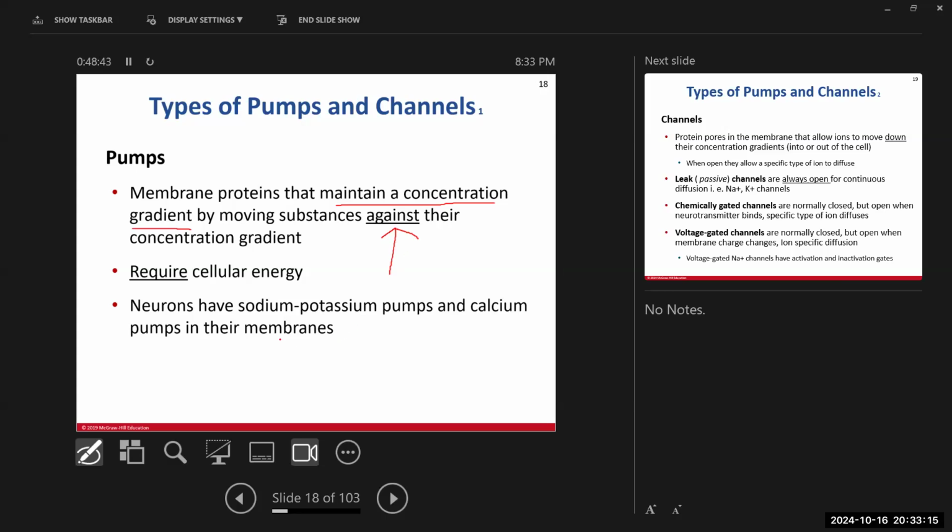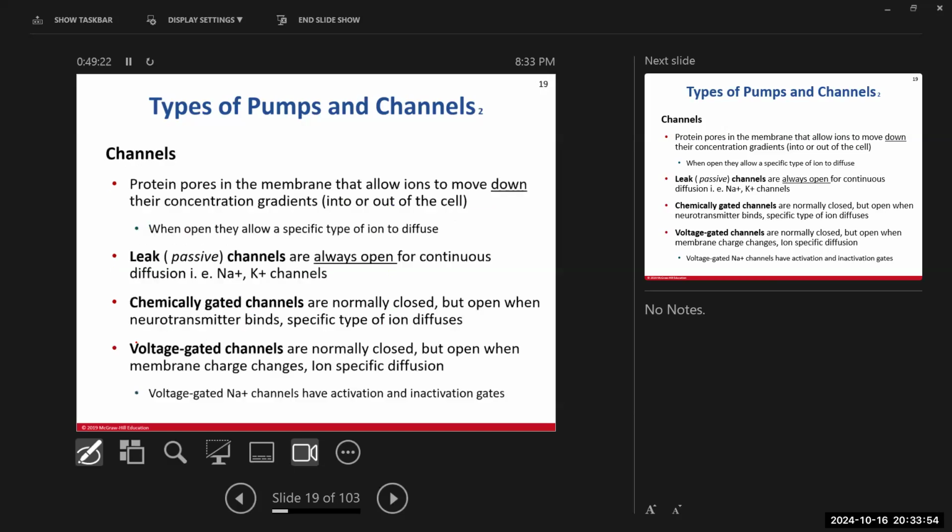So we have two types of pumps that we're going to talk about. We have our sodium potassium ion pumps, and then we have our calcium pumps. And these are located in the membrane of our neurons. We'll talk about the specific area as to where they are located, but just keep that in mind. So these pumps are pumping things against their concentration gradient, which means if you have more of something outside the cell and less of it inside the cell, these pumps are going to keep pumping whatever they're pumping to the area where there's higher concentration for it. So that means they're going to go against the concentration gradient.